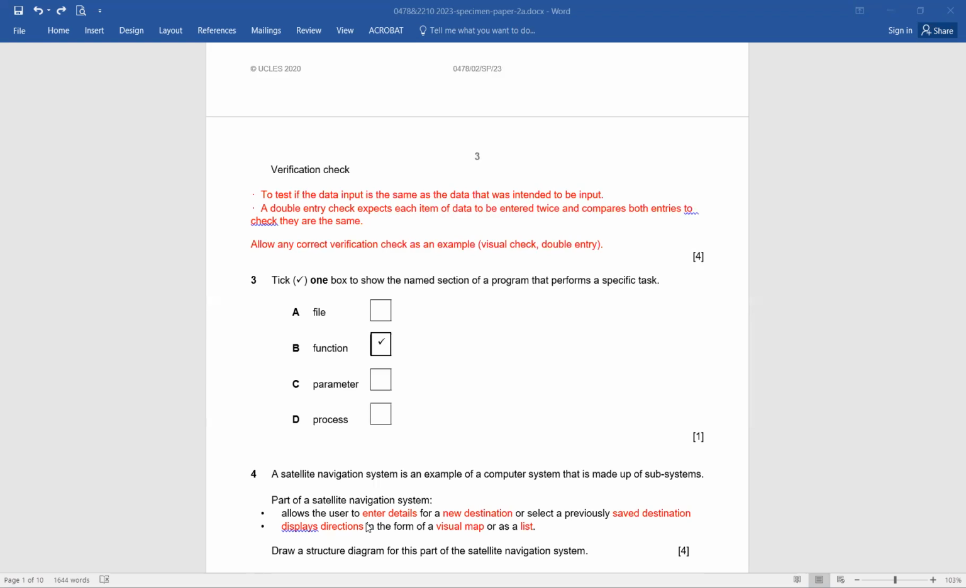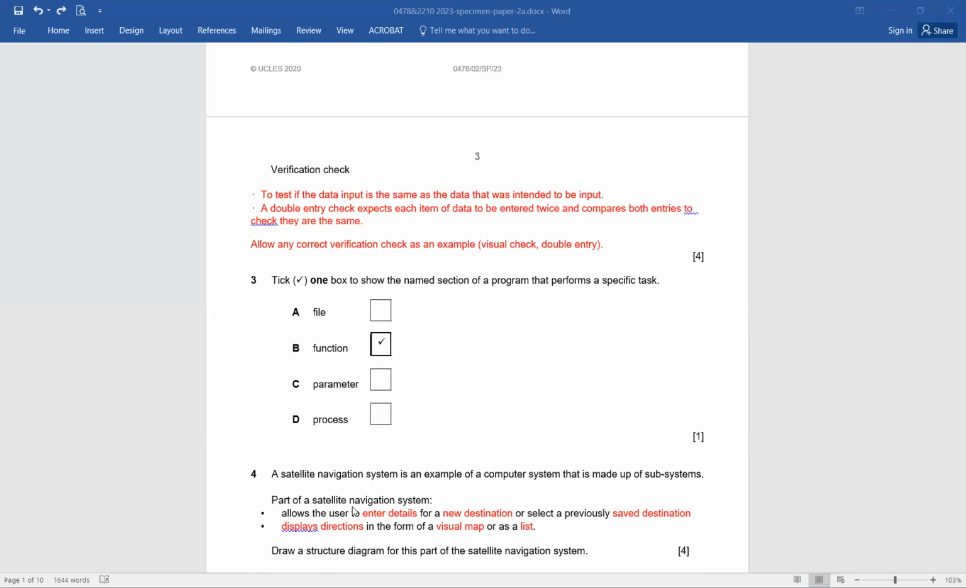Allows the user to enter details for a new destination or select a previously saved destination. So if you pay attention to the keywords, and remember the subsystem that we are talking about, it has to have something at the beginning as the main, or first level, and then you think about what the 2 or 3 subparts are. Since there are two bullets, the first bullet is dealing with the entry of details, which is the input stage, and the second bullet is dealing with displaying the directions, which is the output stage.